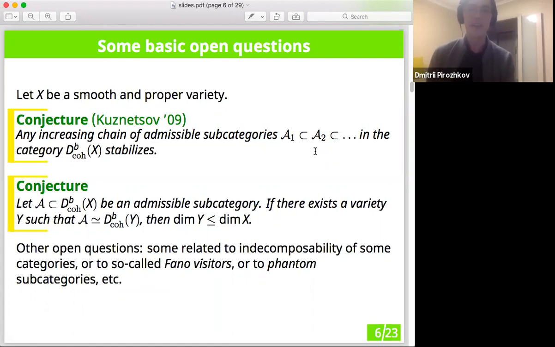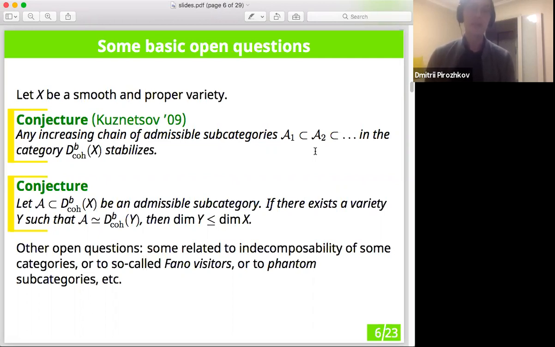So some kind of noetherianity condition, and we don't know how to prove this. Another example of an open question is that if you have an admissible subcategory in the derived category of some variety, sometimes it happens that this admissible subcategory is not just a triangulated category with some structure, but in fact maybe identified with a derived category of sheaves on something else, like on some other variety Y. And then the expectation is that you should not have an admissible subcategory which is equivalent to the derived category of a higher dimensional algebraic variety.